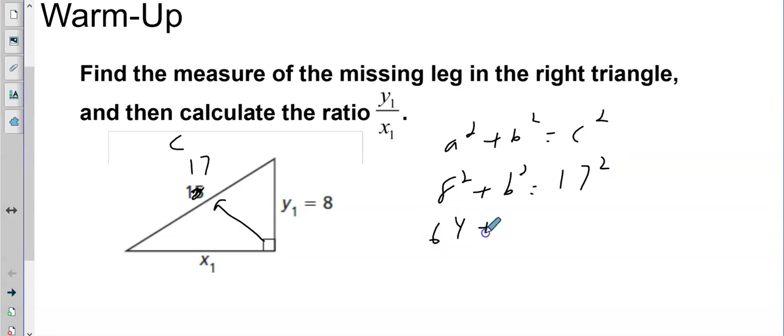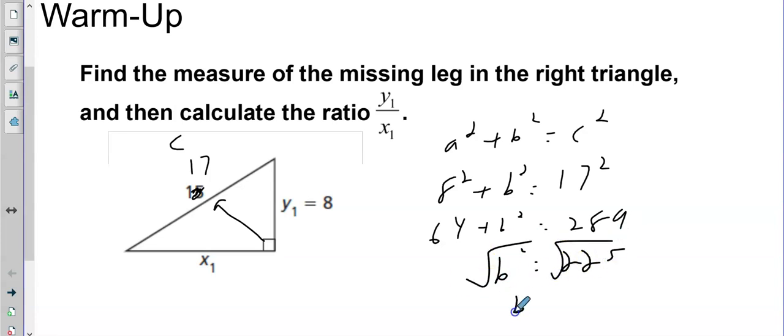So 8 squared plus b squared equals 17 squared. So that's 64 plus b squared equals 17 squared, which is 17 times 17, is 289. Now, we're going to subtract 64 from both sides, and we get b squared equals 225. And we're going to do this and get b equals 15. Now it says, write as a ratio y over x, so that would be 8 over 15.